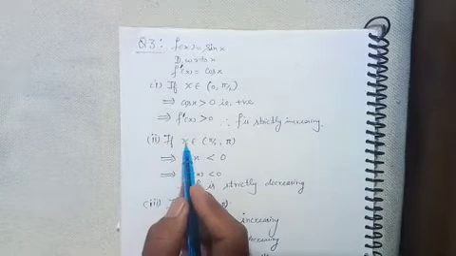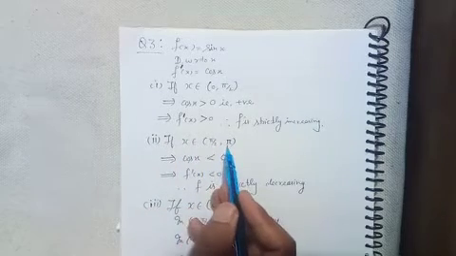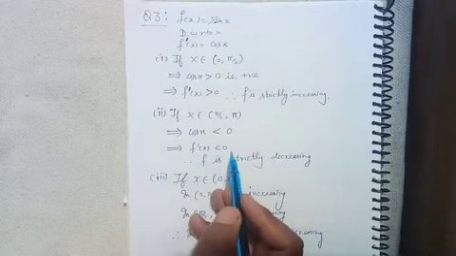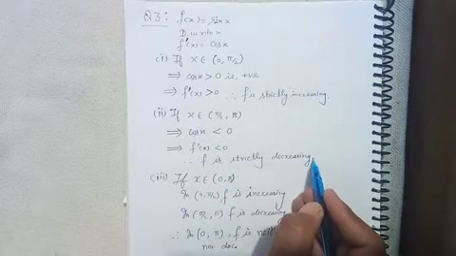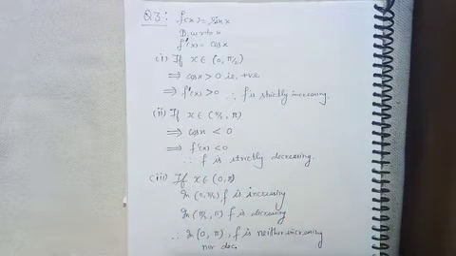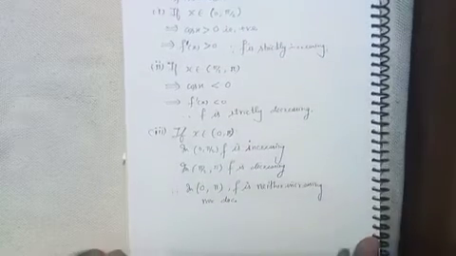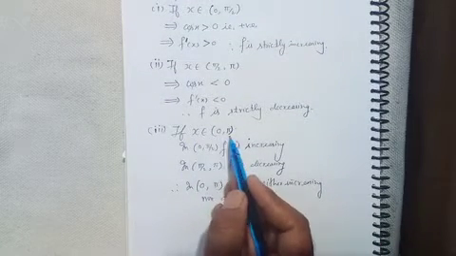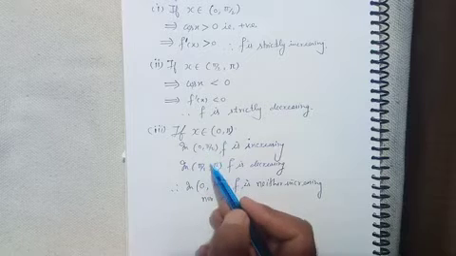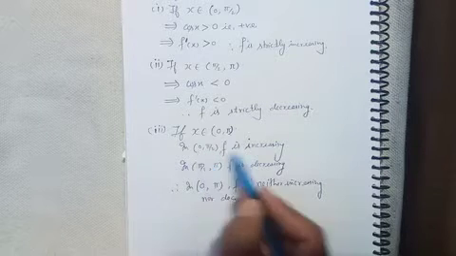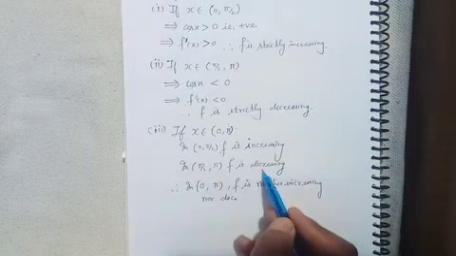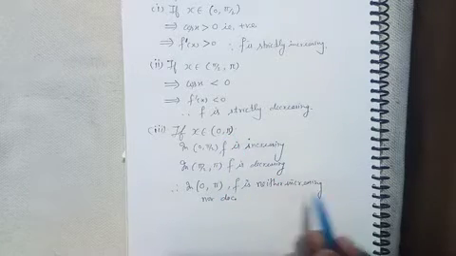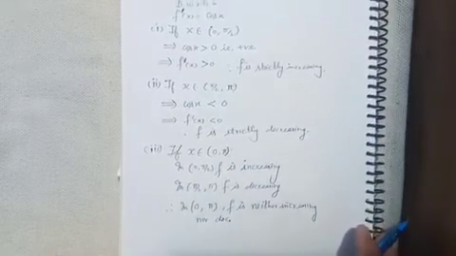Second part, if x belongs to pi by 2 to pi, this is second quadrant. In second quadrant, cos x is negative. So, f dash x will be negative. So, function is strictly decreasing. It means it is obviously decreasing also. Third case, if x belongs to 0 to pi, this interval includes first and second both the quadrants, but function is increasing in first and decreasing in second. So in the whole interval 0 to pi, function is neither increasing nor decreasing.